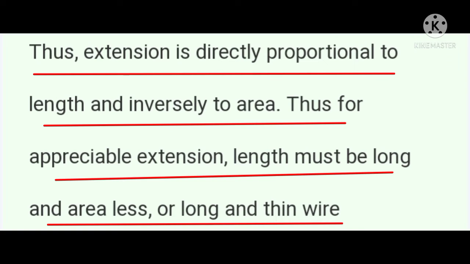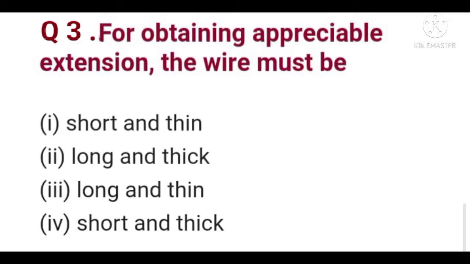We know that extension is directly proportional to the length and inversely to the area. For the appreciable extension, length must be long and area less, or long and thin wire. Third option is correct. For obtaining appreciable extension, the wire must be long and thin.